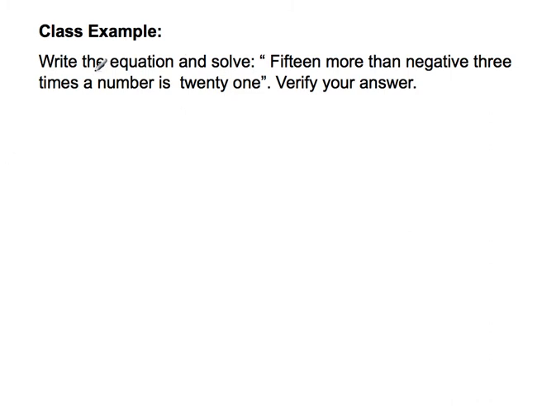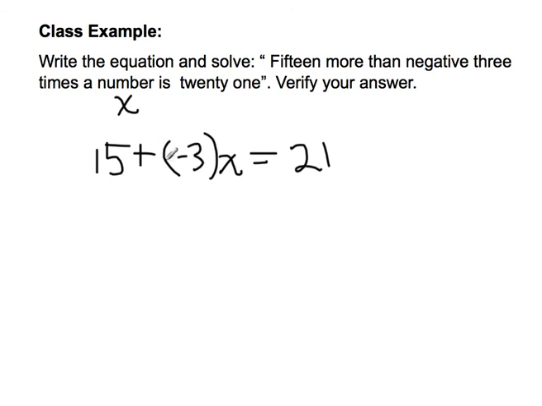Welcome back. So in this example, we want to write the equation and solve. 15 more than negative 3 times a number is 21. Okay, so let's call the number x this time. So it says 15 more than negative 3 times a number is equal to 21. Now the reason why I put the brackets around the negative 3 is because if I put plus minus, that doesn't look quite right.